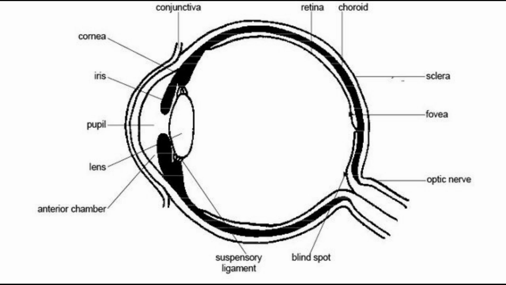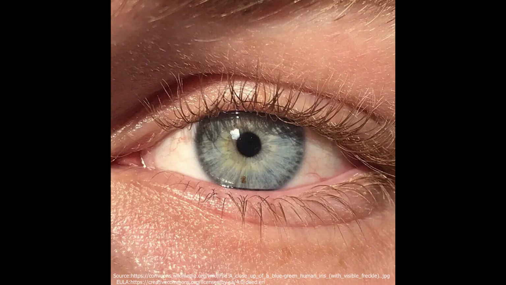Just sitting in front of the lens is the iris. The iris is the colored part of the eye. Eye color just refers to the color of the iris. It's a circular structure which essentially surrounds the lens. It's responsible for controlling the diameter and size of the pupil, well, the pupils, but pupil in one eye. The pupil is essentially just the hole, really, or the space inside the middle of the iris.